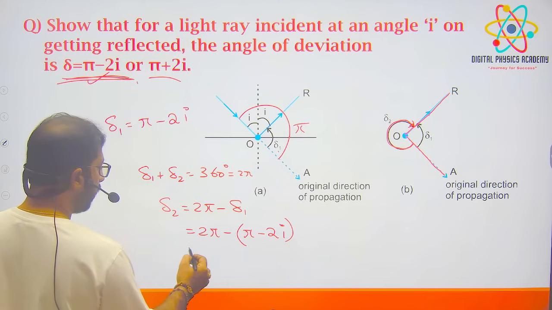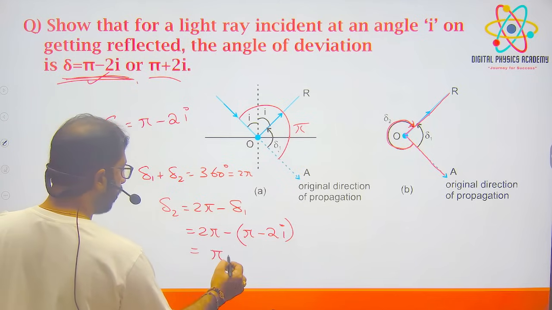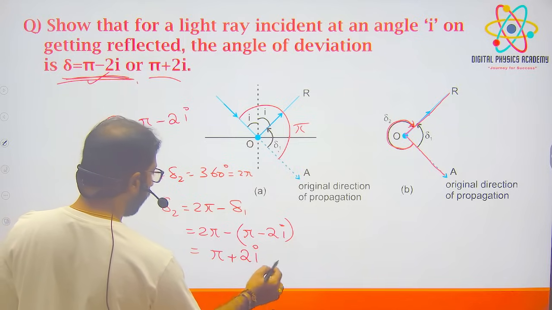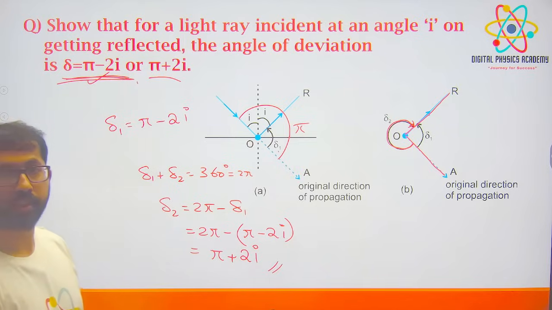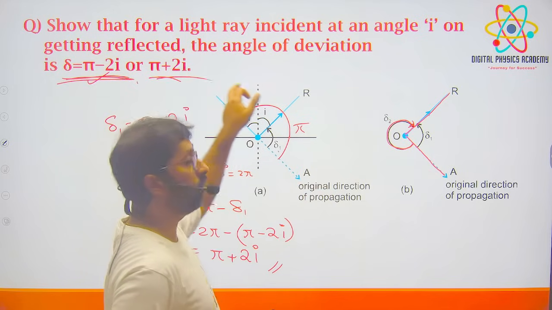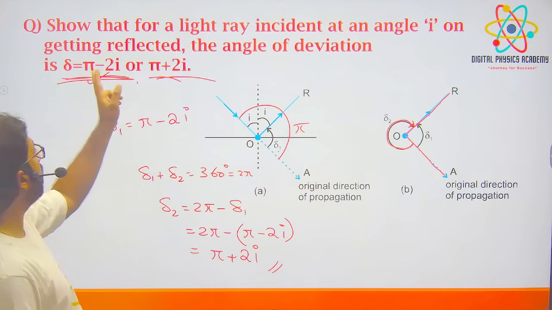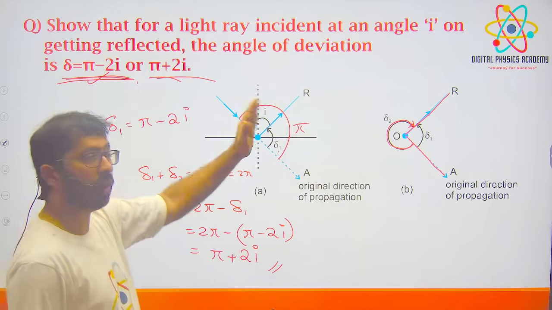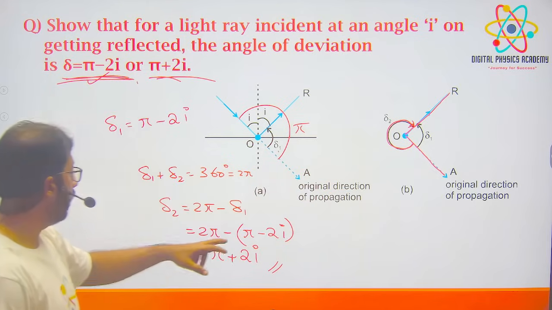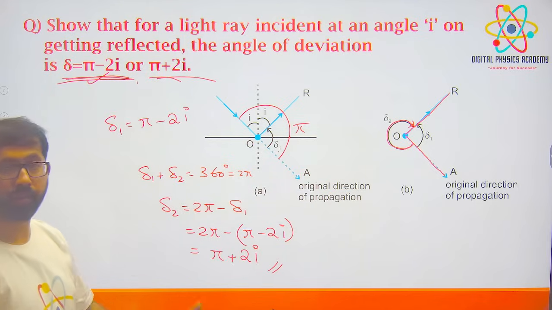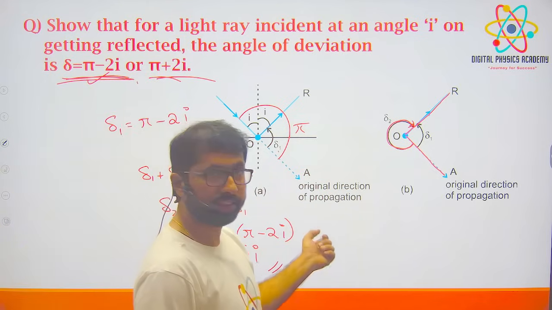So 2 pi minus pi is pi, minus of minus gives plus 2i. So pi plus 2i is the answer. Look, pi plus 2i we have to show. So the angle of deviation is pi minus 2i in the anti-clockwise sense. In the clockwise sense it is pi plus 2i. Right? Understood? The result you have to write.